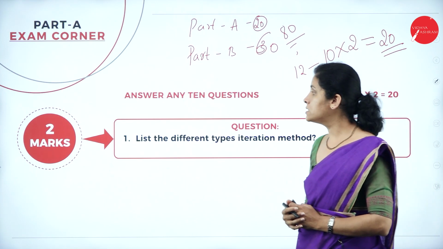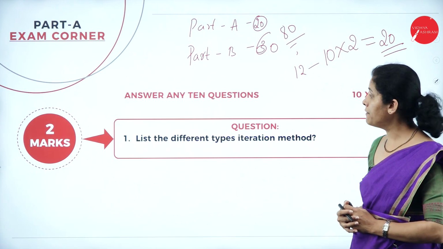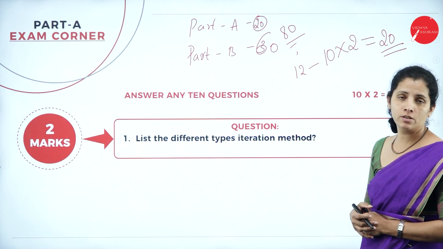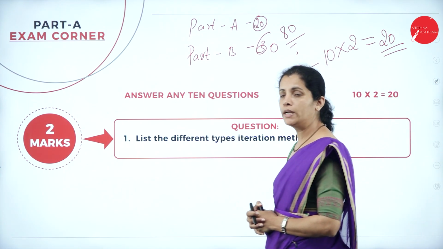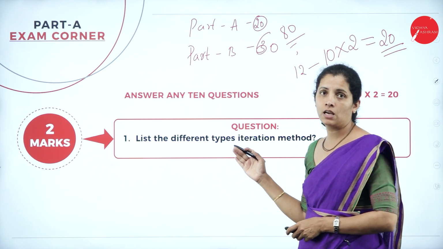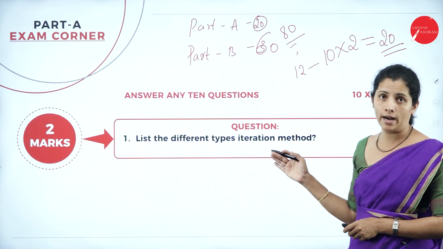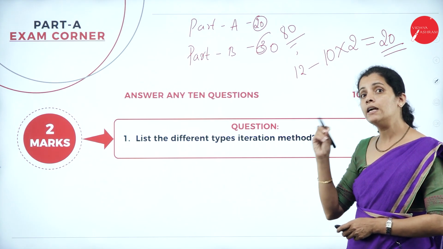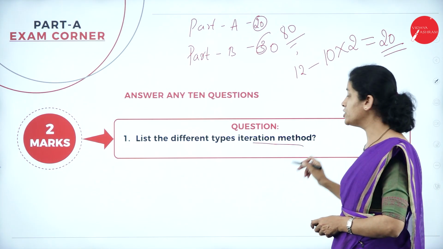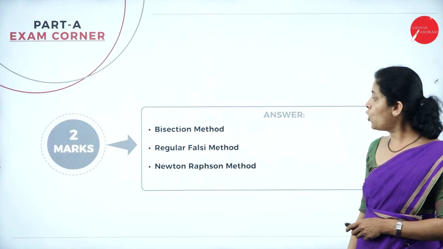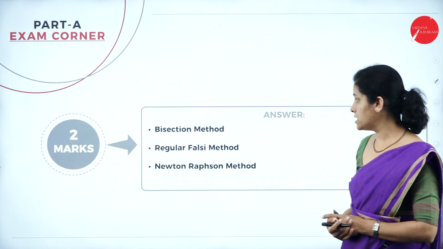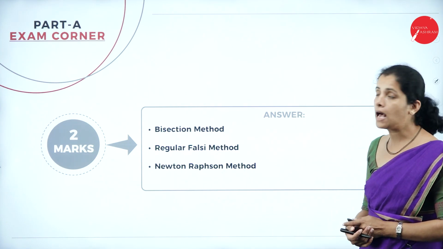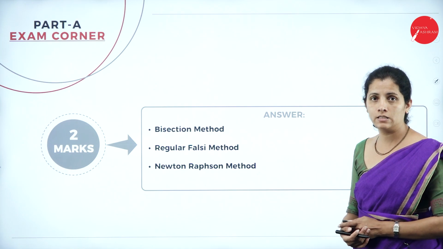So here, what is the first question I have? List the different types of iteration method. So dear student, this question comes under unit 1. Okay. So I want to list the types of iteration methods. I hope we discussed bisection method, regula falsi method as well as Newton-Raphson method.